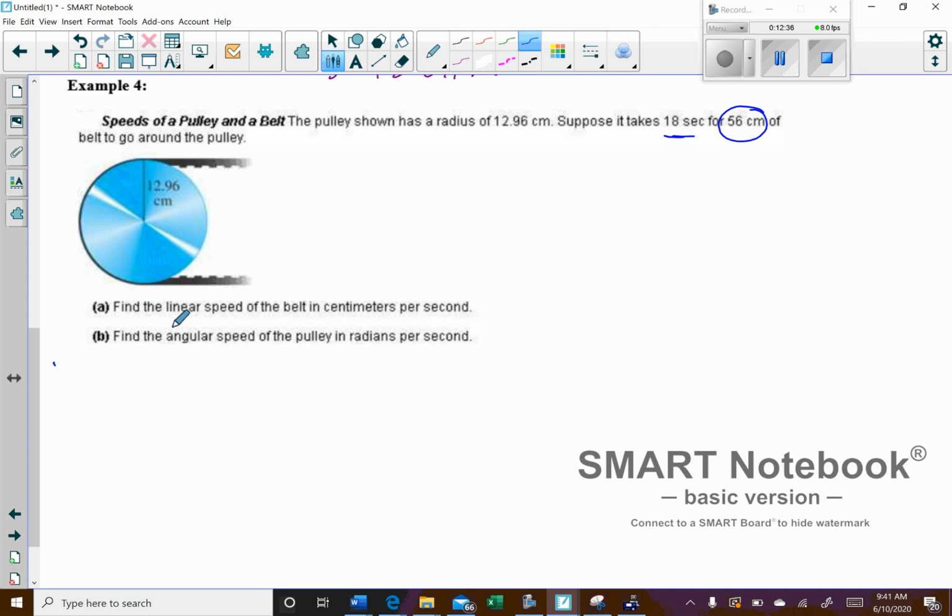Okay, so right here it says find the linear speed of the belt in centimeters per second. So if we go back to our linear speed, that's going to be arc length over time. And so, like I said, 56 would be the arc length, and then the time would be the 18 seconds. So that's going to be pretty simple to get. So we've traveled 56 centimeters. That's how much the belt has gone around in an 18-second period of time. So then we'll divide that by 18, and then we'll want to go ahead and reduce that.